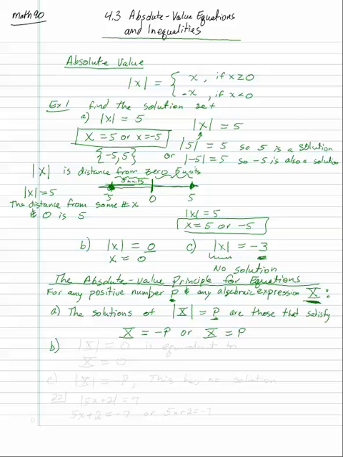And then from B, for the absolute value of an expression equal to 0, you could just drop the bars and solve it without the bars. And then for C, if you have an expression in the absolute value equal to a negative number, well, we just talked about it. The absolute value of anything is not going to give you a negative, so there's no way that this could ever be true. So that has no solution.